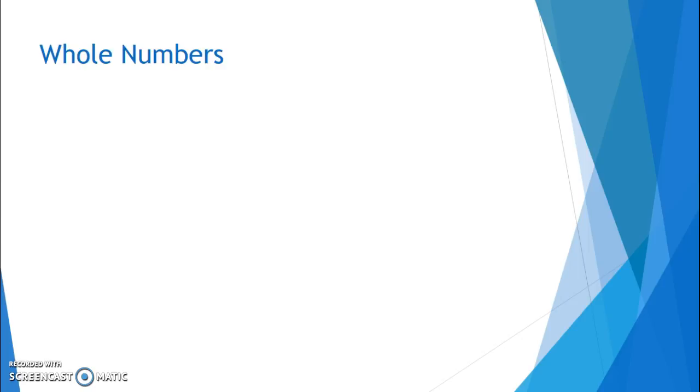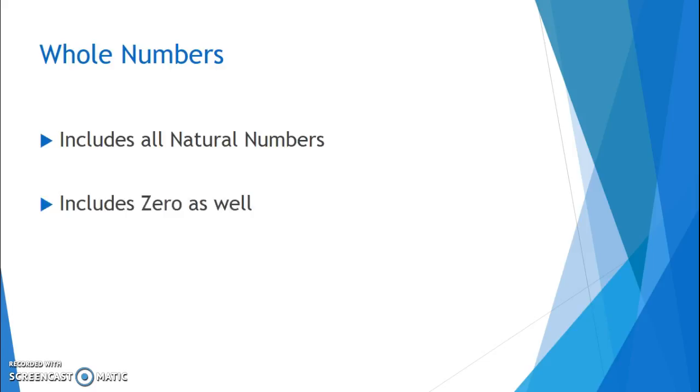Next, we are going to look at whole numbers. Whole numbers include all of the natural numbers and also include the number 0. So we have 0, 1, 2, 3, all the way up to infinity. We can say that if a number is a natural number, it is also a whole number. However, we cannot say that all whole numbers are natural numbers because 0 is not included in natural numbers.